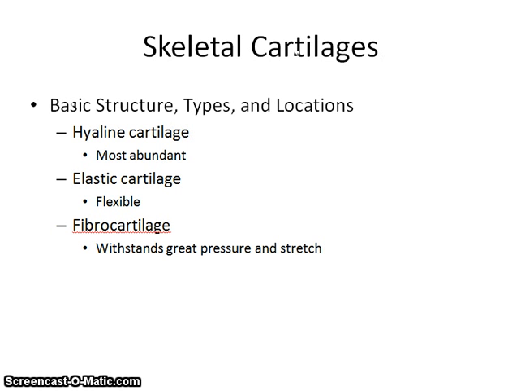So first of all, we have our skeletal cartilages. There's three different types. The first one is hyaline cartilage, and that's the most abundant. You'll see that throughout the entire skeleton. And then we have elastic cartilage, very similar to the elastic tissue in your ears and at the tip of your nose. And then this one's really cool, the fibrocartilage. It is really, really strong.